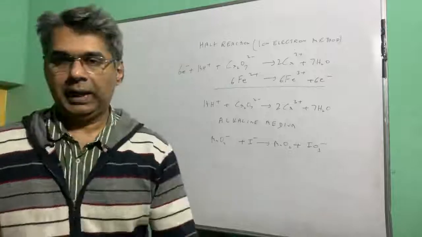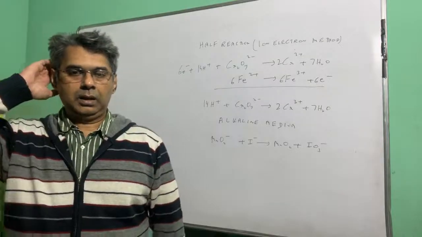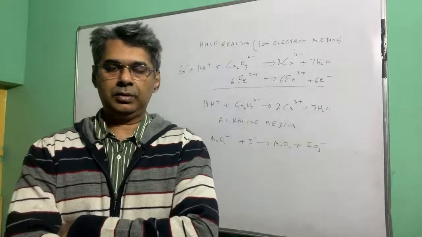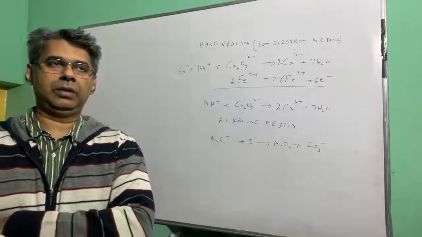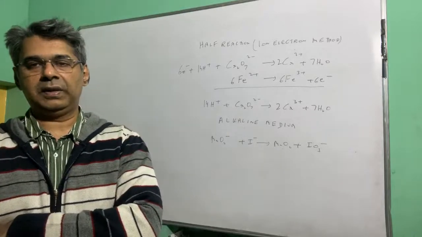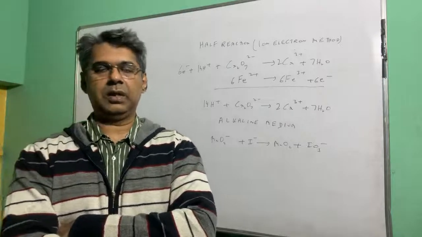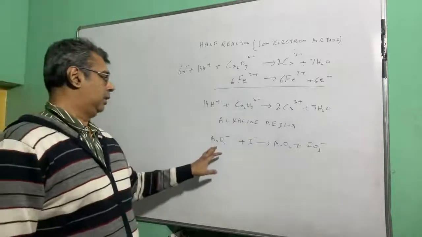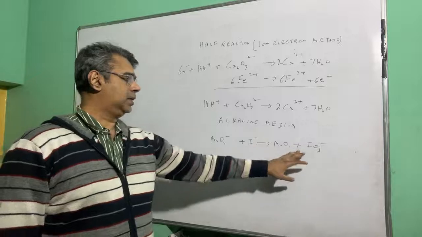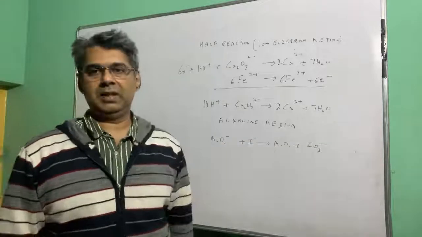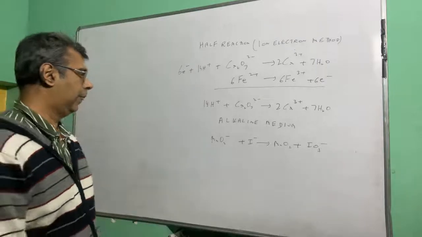Okay, now we come to alkaline medium. Now see, in alkaline medium, I am deliberately choosing alkaline KMnO4. Actually, I would like to concentrate a bit on the famous reagents. Acidified K2Cr2O7 is a very famous one. Alkaline KMnO4 is also very famous. So MnO4 minus plus I minus is MnO2 plus IO3 minus. This reaction is taking place in alkaline medium, alkaline KMnO4.